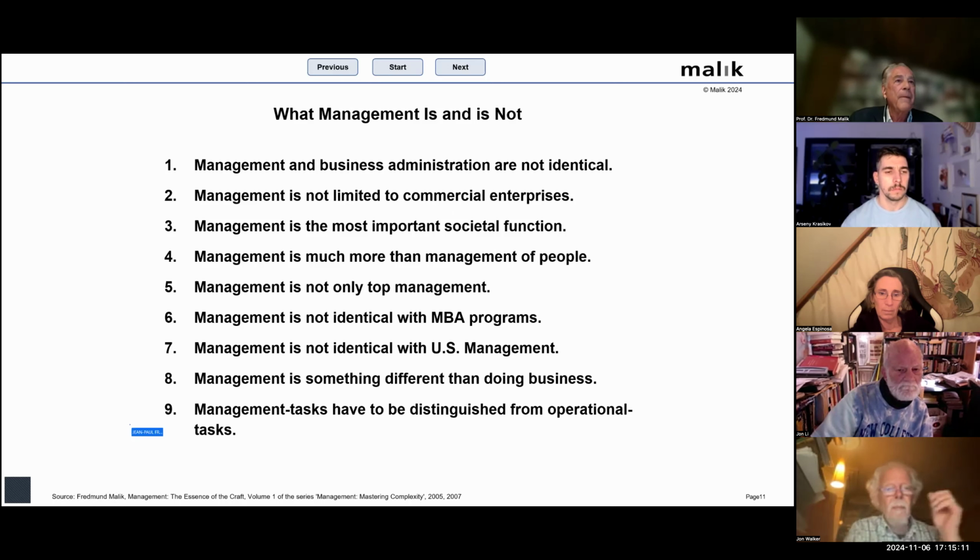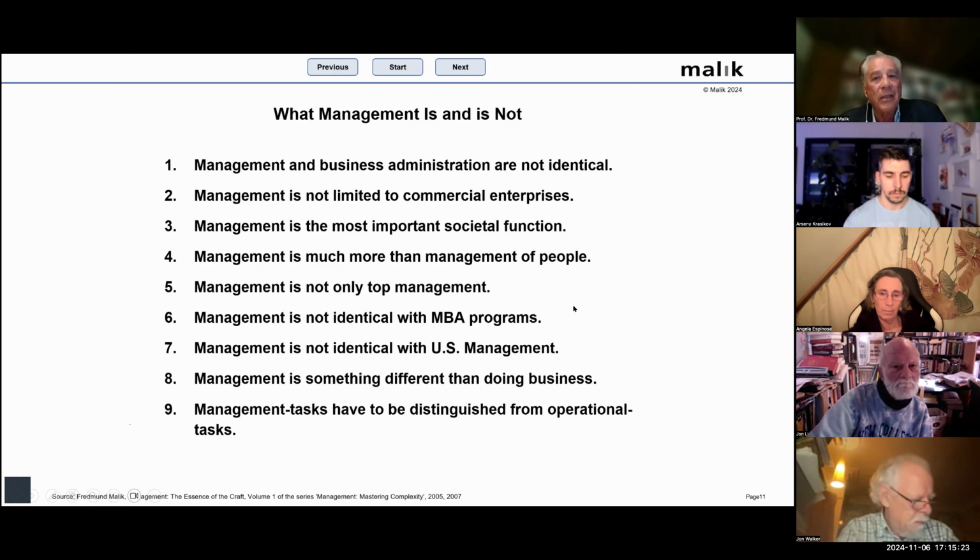So, to number 3, management is the most important societal function. Management is much more than management of people. It is not only top management. It is not identical with MBA programs, as you in the Anglo-Saxon world have it, but we have others, but they are very similar, basically. Management, number 7, is not identical with US management. And management, as I understand it, is something different than doing business. Management tasks have to be distinguished from operational tasks.